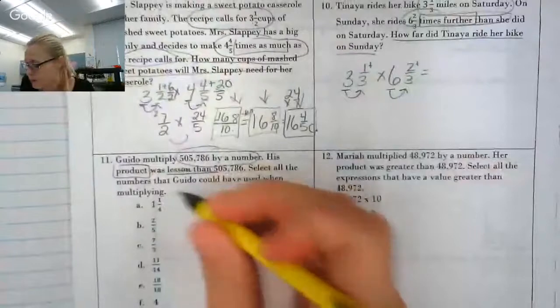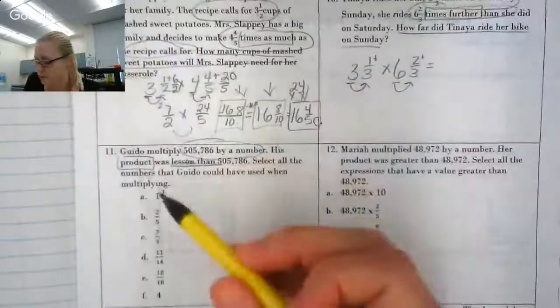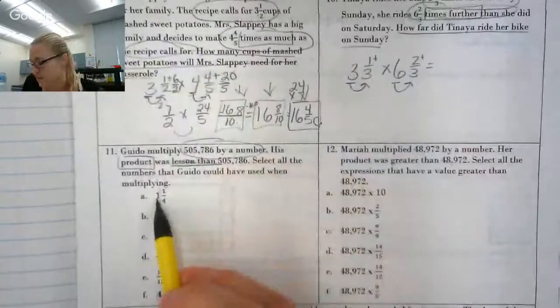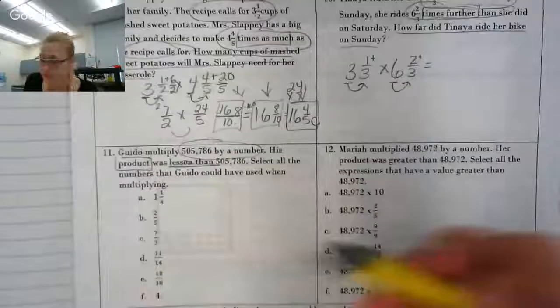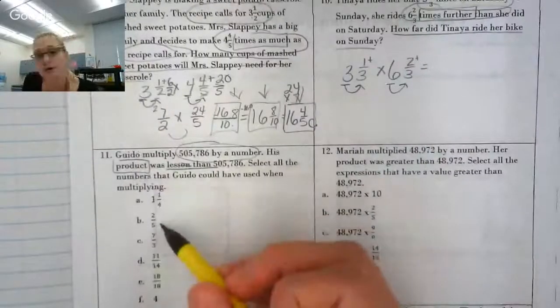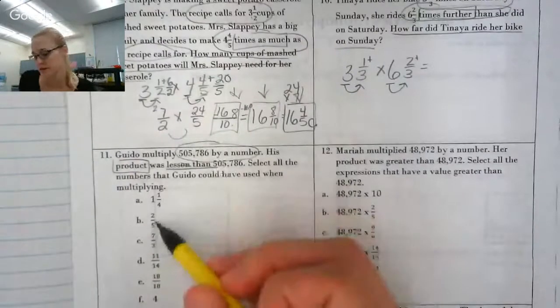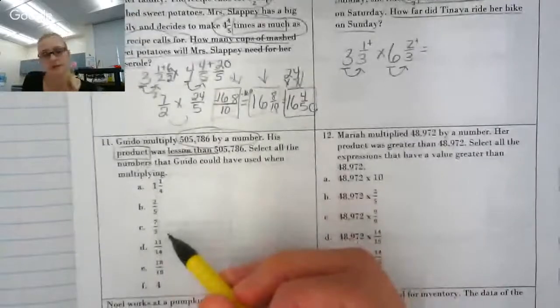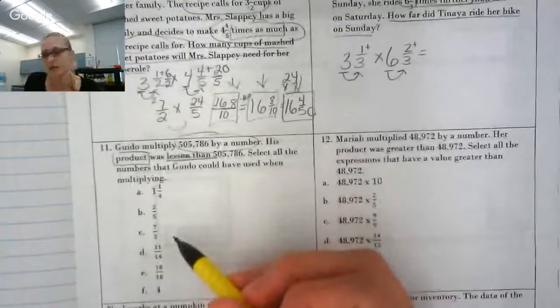So would A work? No, A is not going to work. A is more than a whole. That would be saying I'm going to keep the 505,786 and then a fourth of another piece of that. So the A is not going to work. Does B work? Right, B does work because on B, I'm dividing into fifths and I'm only keeping 2 of those. I'm only keeping part of this. So B does work. Does C work? No, C is a fraction greater than 1, which means I'm keeping a whole and then a little bit more.